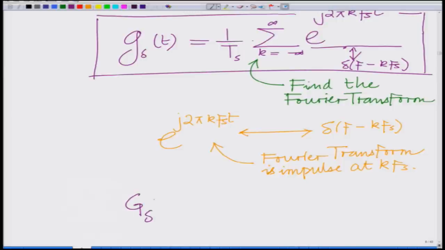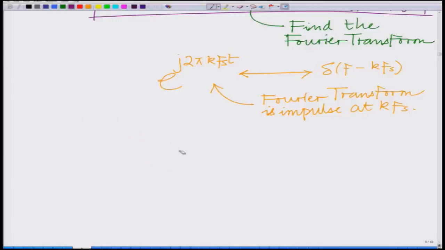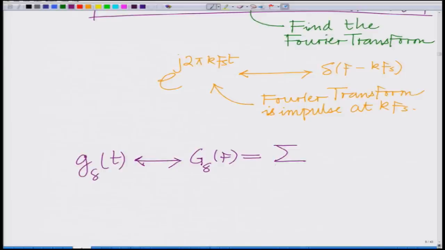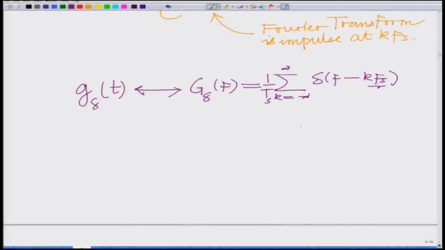Therefore, the Fourier transform G delta f, which is the Fourier transform of g delta t, is simply the summation k equal to minus infinity to infinity of 1 over T s, since each e to the power of j 2 pi k f s t has a spectrum delta f minus k f s. Remember, f s is 1 over T s. So this is nothing but 1 over T s summation k equal to minus infinity to infinity delta f minus k over T s.